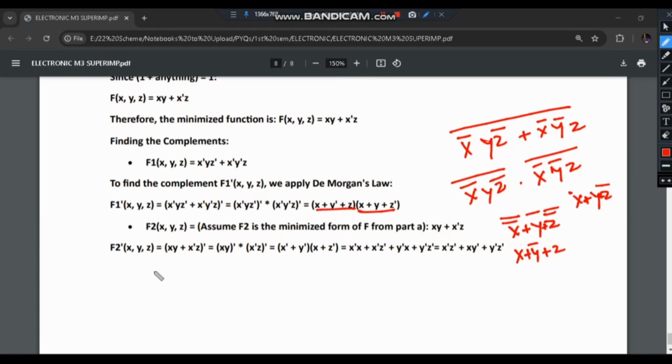Okay, so f2 also we'll be doing the same thing. F2 is given as xy plus x bar z whole bar. So when you simplify it, you'll be getting this answer.